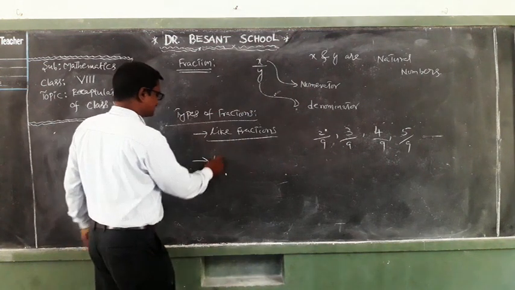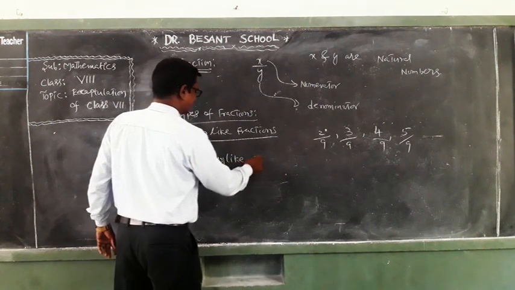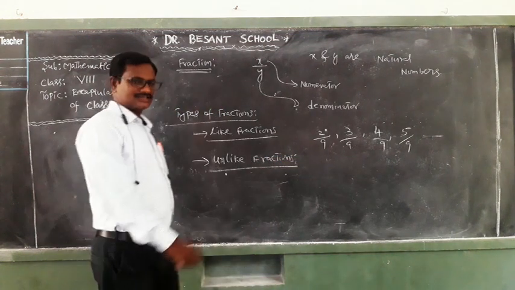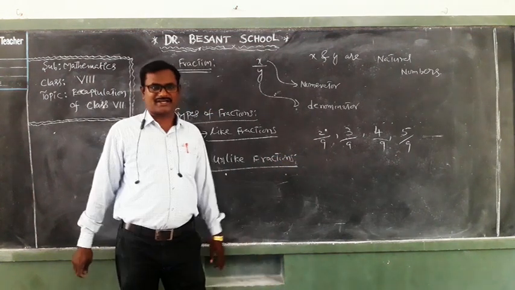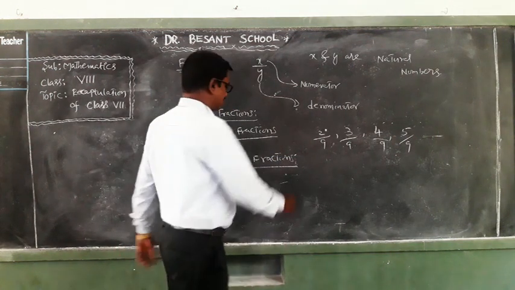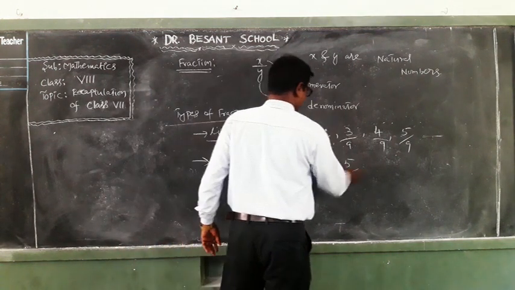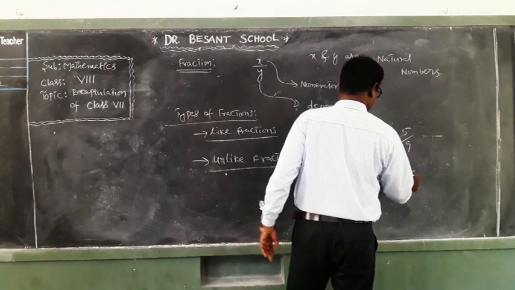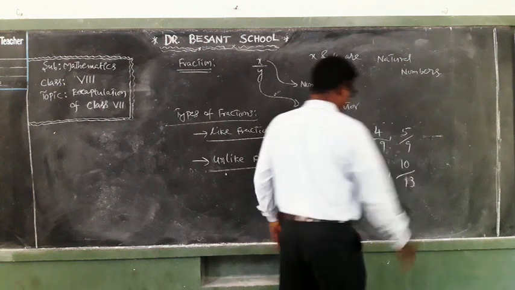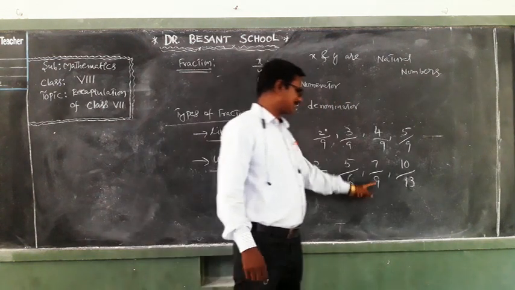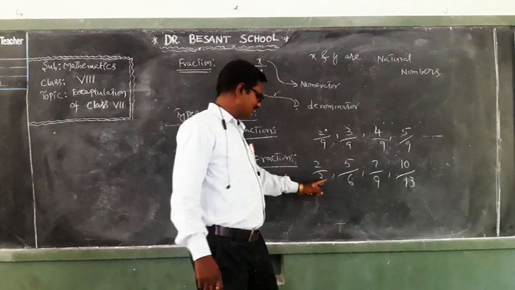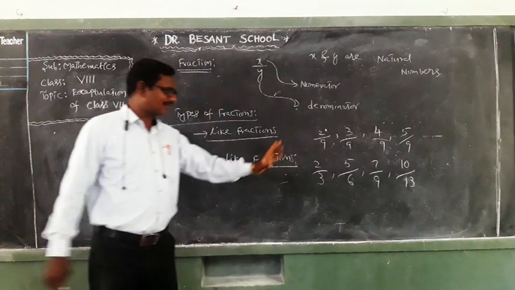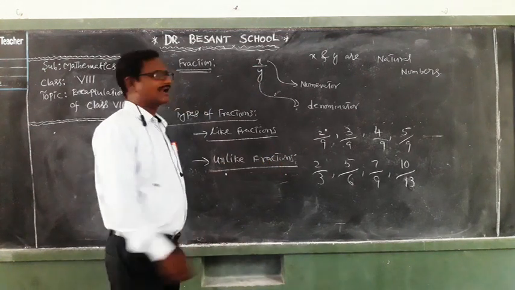Next, unlike fractions. The fractions which do not have the same denominators are called unlike fractions. For example, 2 by 3, 5 by 6, 7 by 9, 10 by 13. What are the denominators here? 3, 6, 9, 13, which are different denominators. These are said to be unlike fractions.